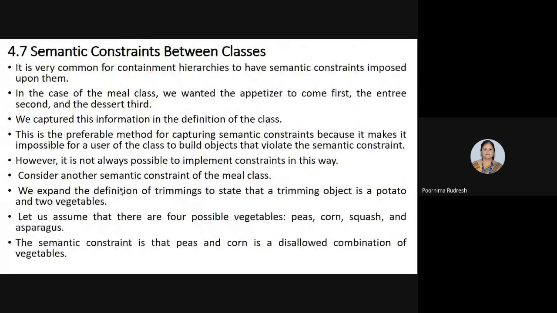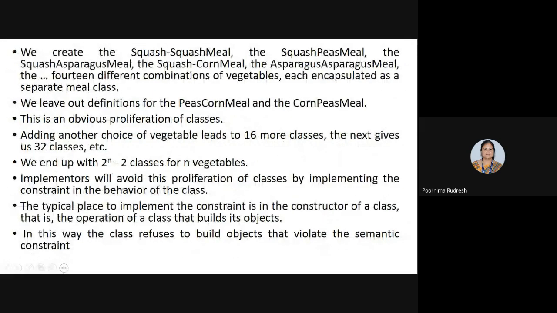Because here the constraint is given. Yes, Sudeep? Prithvi? Yes. We have taken the combination of 2 vegetables, and we don't need to add the peas and corn, because that combination is not allowed. Hence, peas corn or corn peas combination is not allowed. Hence, we will have 2 power n minus 2 classes for n vegetables. Now you understood? So this is the best example for proliferation of class problems.